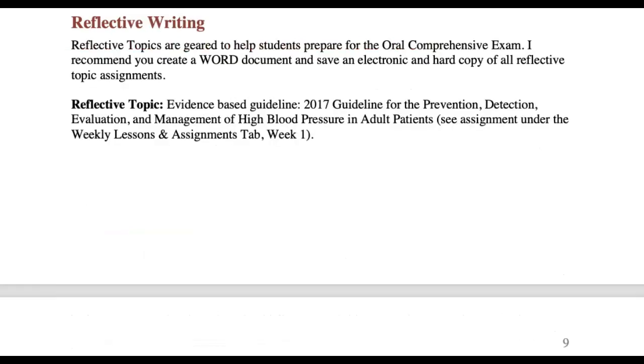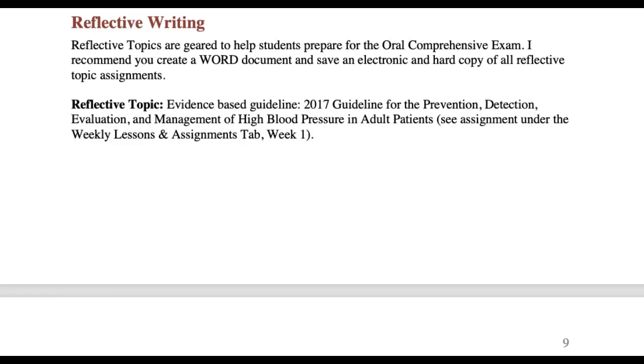There is one reflective writing that we'll lead with, which will be due at the end of week 1, and we're going to be looking specifically at the hypertension guidelines, at the levels of evidence, where those guidelines come from, and what the levels of evidence mean. Keep a copy of your work electronically and print that off because you're going to add this to your folder.